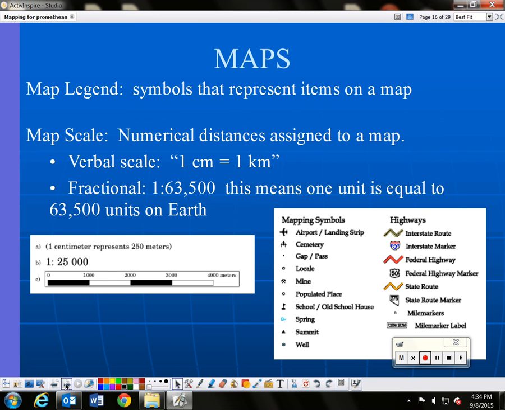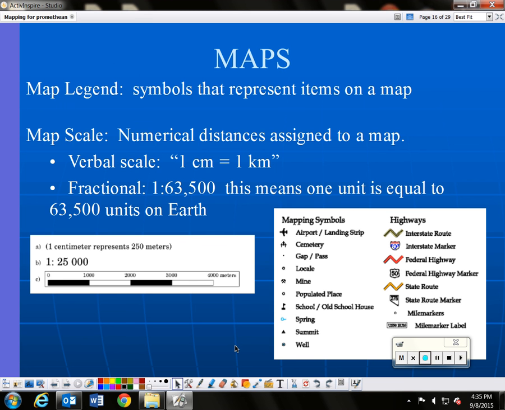Okay, a map legend is the symbols that represent items on a map, just as you'll see over here, like an airport looks like a little plane, a hospital has an H, a cemetery has little crosses, roadways, you can tell what a roadway is. An interstate marker will look like the ones that you see around here. Most roads tend to be a solid line.